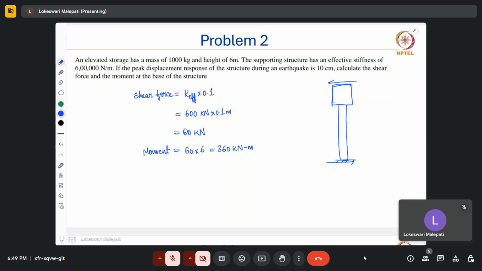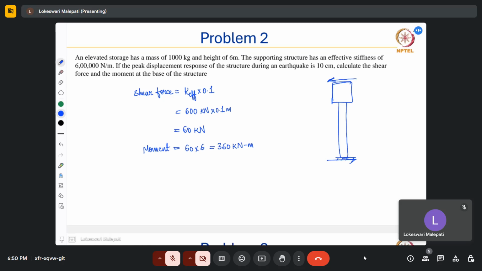Okay, ma'am. So the 60 that we have taken is the shear force, which must also have been acting at the top because it's in equilibrium. Correct. Yes. Okay. Thank you.